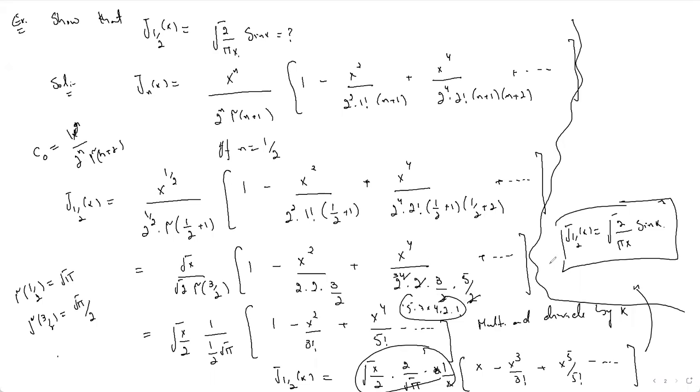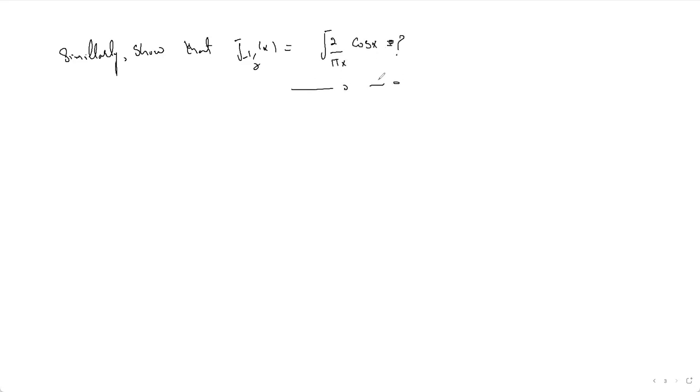Okay, shabash. Now, if you have understood this thing, you can similarly prove that. So this is an assignment for you. Show that similarly, J minus half of x is equal to under root 2 by pi x cos of x. You have to prove it. Just prove it. This is an assignment. You can do it later. Okay.